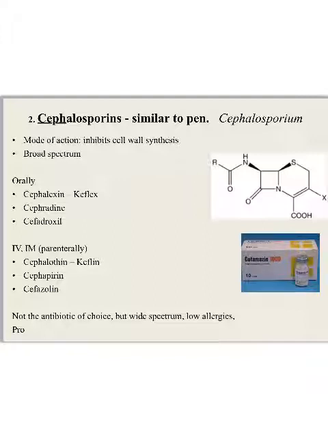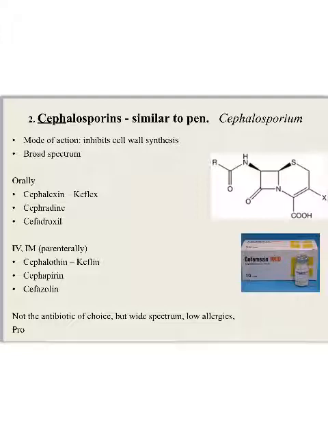Okay, now cephalosporins. With cephalosporins, we're always looking for the cephs. Sometimes it's CEF, and sometimes it's CEPH. They're very similar to penicillins. They have that same beta-lactam ring, and they come from this other fungus called Cephalosporium. They inhibit the cell wall just like the penicillins, but they've been modified to become broad spectrum.